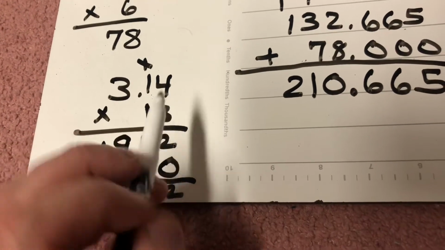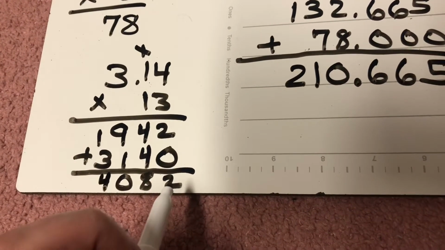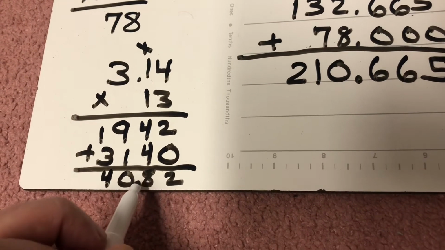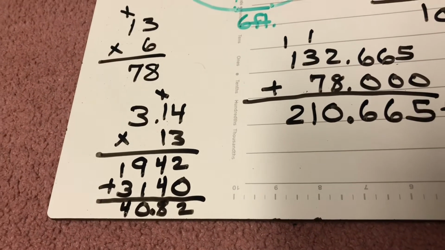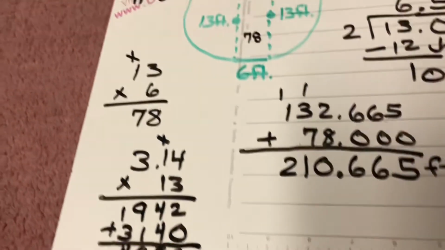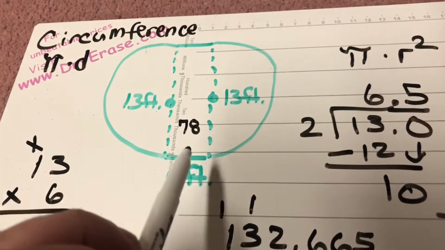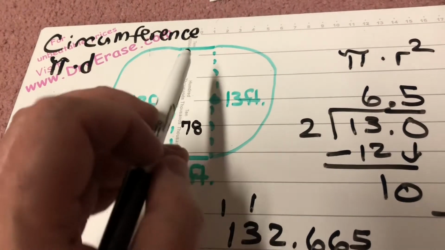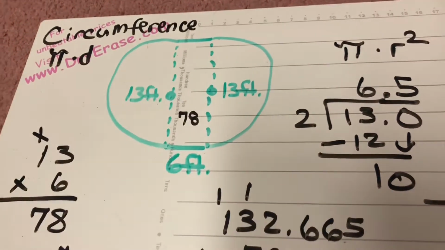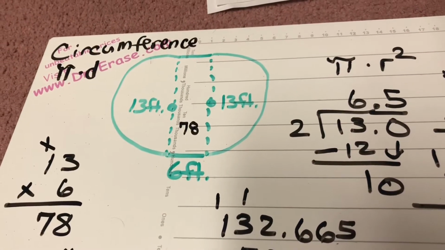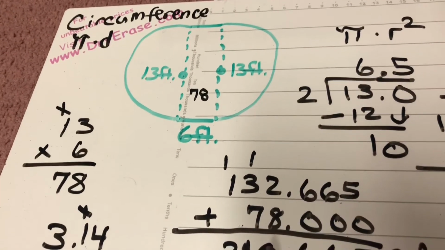There are two numbers after the decimal in my problem, so there need to be two numbers after the decimal in my product. 40.82 for the circle, 40 and 82 hundredths. But when I come back to my figure, I can't forget that there's 6 feet here, and if this side is 6, then that side also has to be 6, which gives me an additional perimeter of 12 feet.